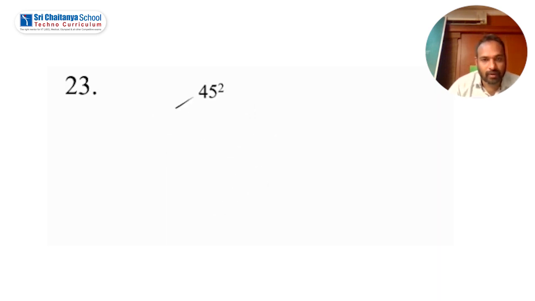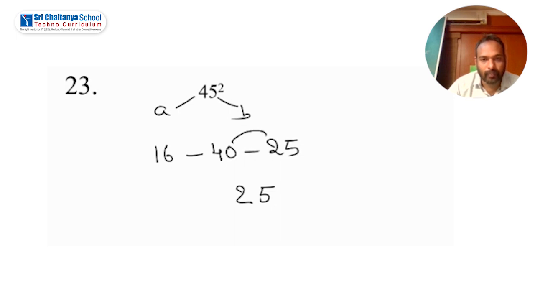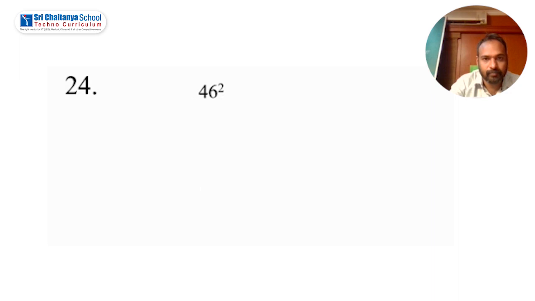45 square. So here A and B. What's the value of A here? 4. What's the value of B here? 5. Do the process. A square means 16. 2AB. 2 into 4 into 5. 40. B square 25. Now do the balancing. 5. These 2 will carry forward. So 40 plus 2, 42. Drop 2 and carry forward 4. 16 plus 4, 20. So 2025. 46 square. What's the value of A?